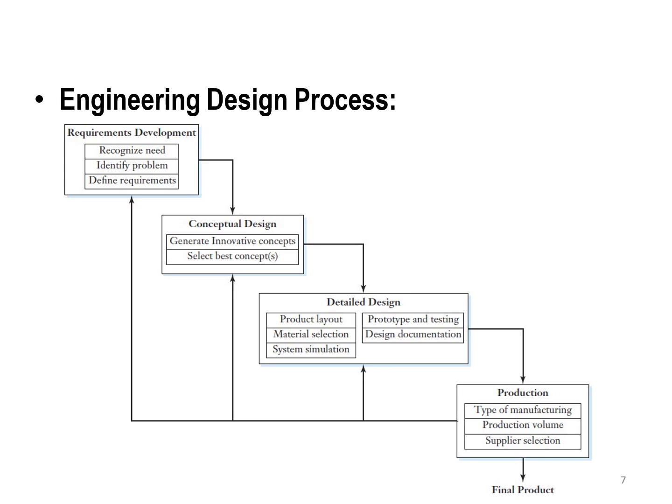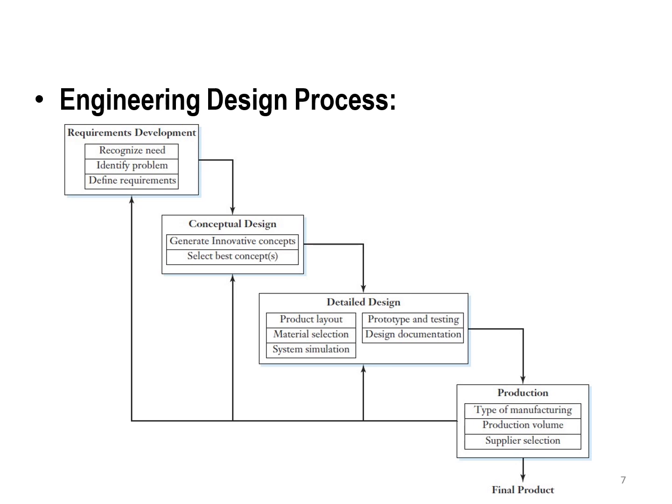If we show that as a schematic diagram, you can see that requirement development is the first point. You need to recognize the need, identify the problem, and define the requirement. Then you provide the conceptual design, where we mainly generate innovative concepts and select the best one. Then, of course, you can send feedback to the requirement development in case you would like to change some of these concept designs. Then you go to the detailed design, where you have the main final product layout, the material selection, the system simulation, the prototype and the testing, and the design documentation.